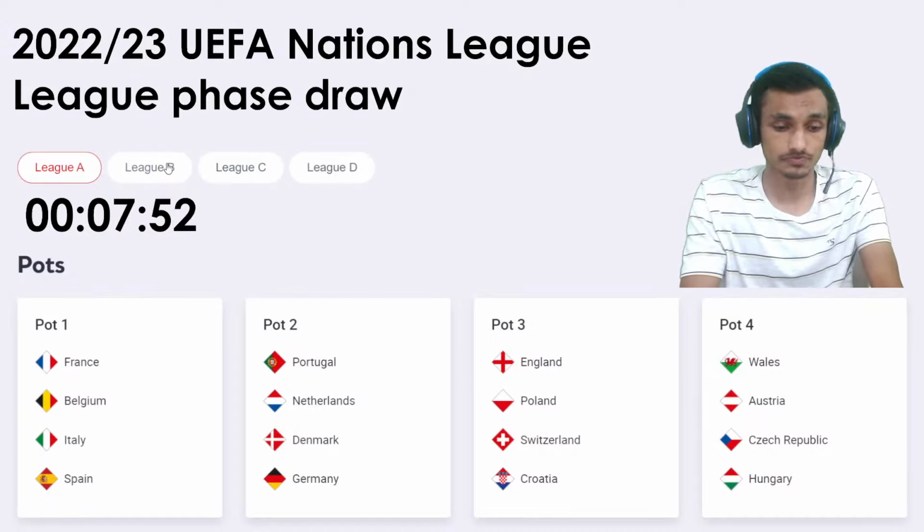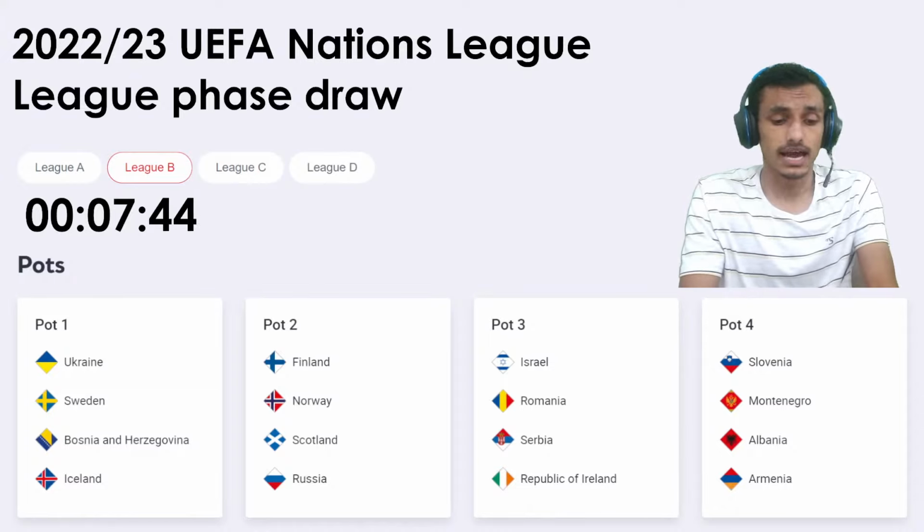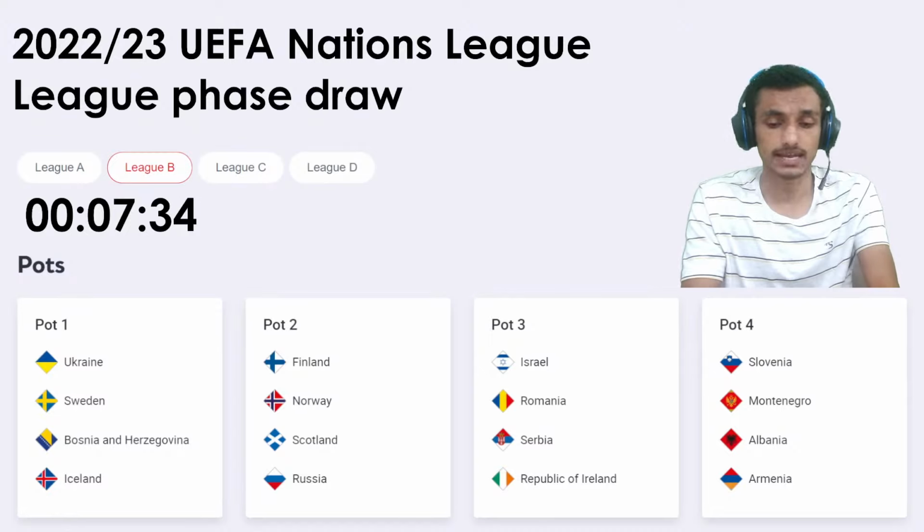Moving on to League B, Pot 1: Ukraine, Sweden, Bosnia and Iceland. Pot 2: Finland, Norway, Scotland and Russia. In Pot 3: Israel, Romania, Serbia and Republic of Ireland. In Pot 4: Slovenia, Montenegro, Albania and Armenia.